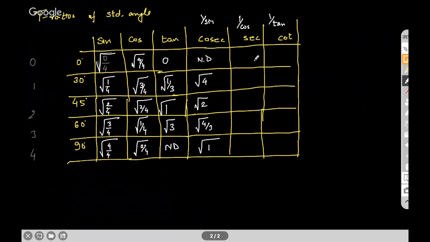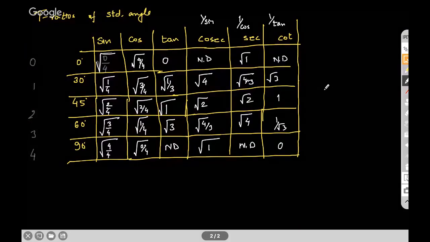Okay, here what will it be? It is nothing but, again, the opposite, or you can just reverse this order. So not defined, root 4, root 2, root of 4 by 3, and root 1, right? And then here it is, the ratio again. So cot, or rather the opposite of tan. So not defined, root 3, 1, 1 upon root 3, and this is 0. This is how it has to be. So you can remember, this is a good trick.